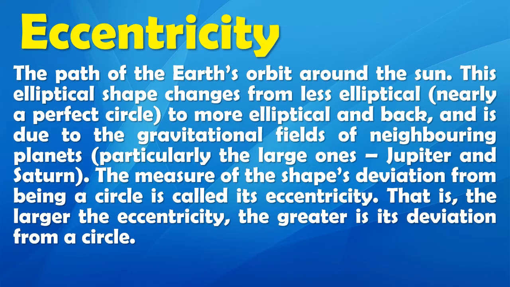Eccentricity refers to the path of the Earth's orbit around the Sun. This is elliptical in shape, from less elliptical, so a perfect circle, to more elliptical and back, and is due to the gravitational fields of neighboring planets, particularly the large ones like Jupiter and Saturn. The measure of a shape's deviation from being a circle is called eccentricity. That is, the larger the eccentricity, the greater its deviation from a circle. So what does that look like?